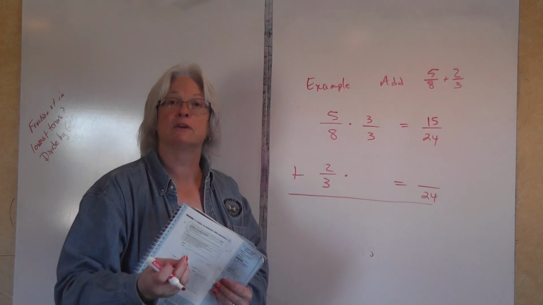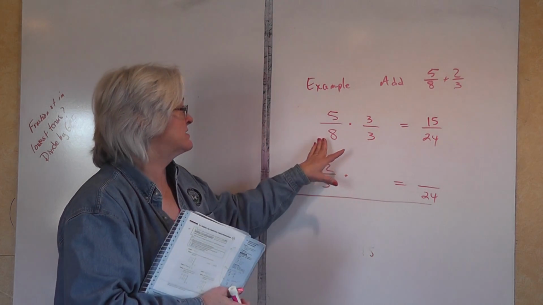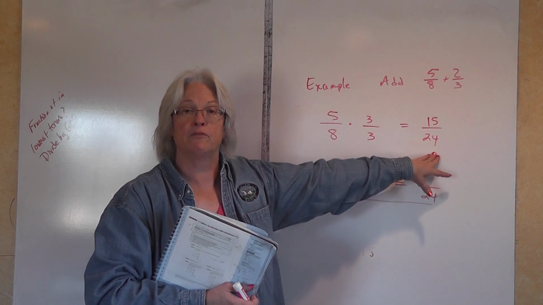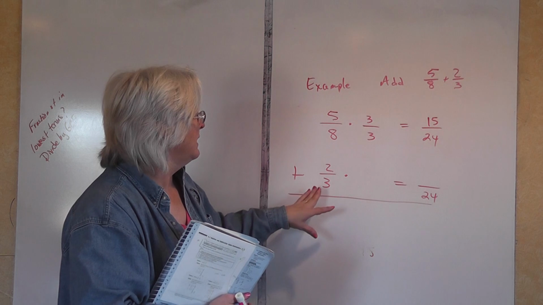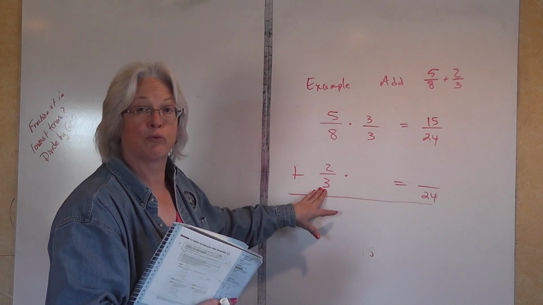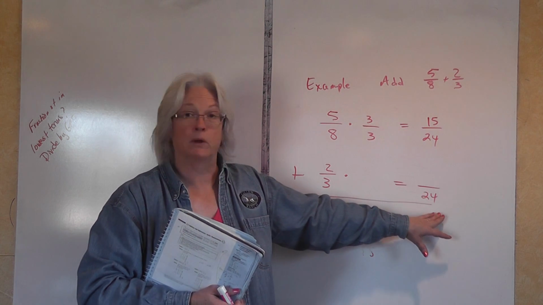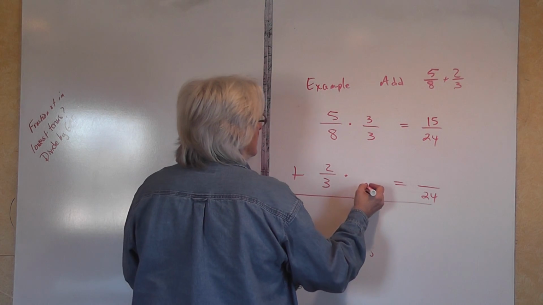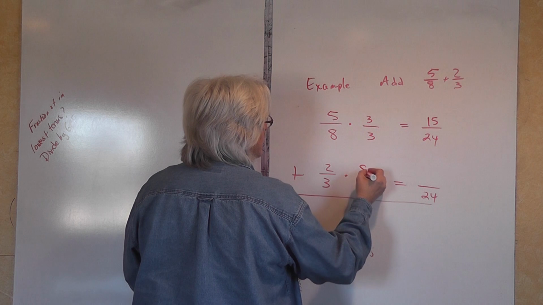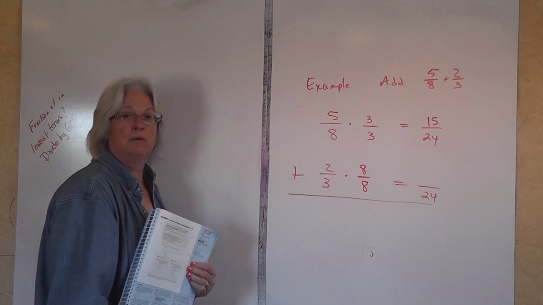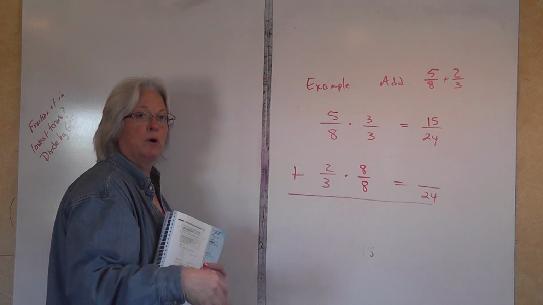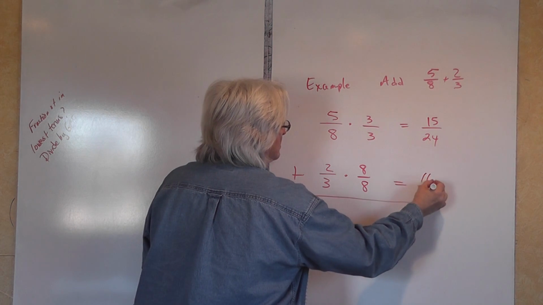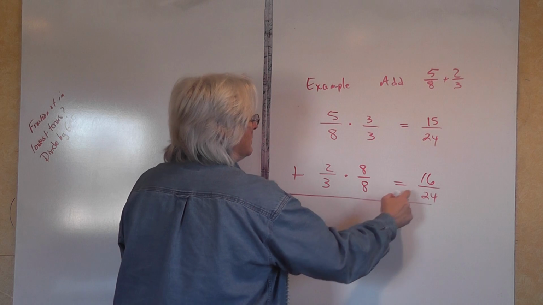15/24 looks different from 5/8, but it has an equivalent value. It's just that we have more pieces over here in the 15/24. Now, what do we need to multiply 3 by so we end up with 24? Well, 3 times 8 is 24. You have to multiply the numerator and the denominator by the same number. Remember that when you multiply fractions, you multiply numerators together, you multiply denominators together.